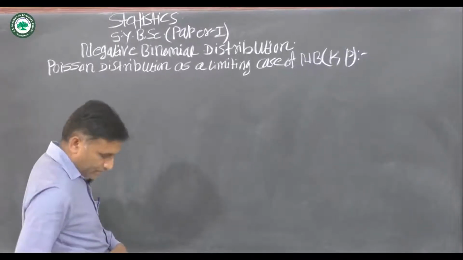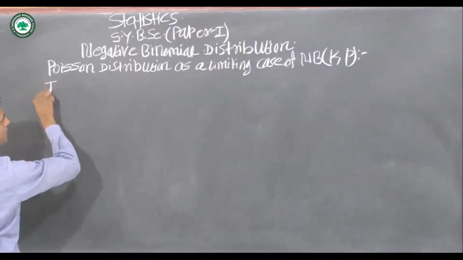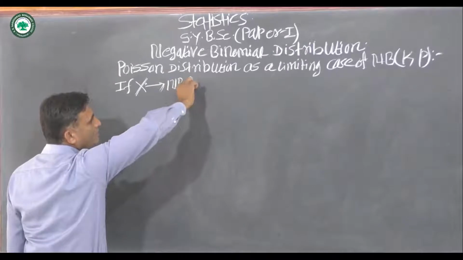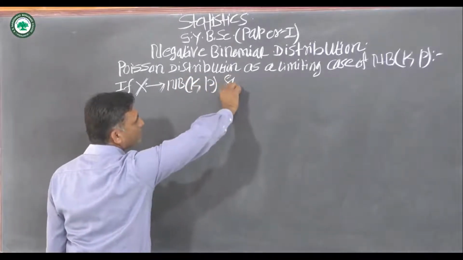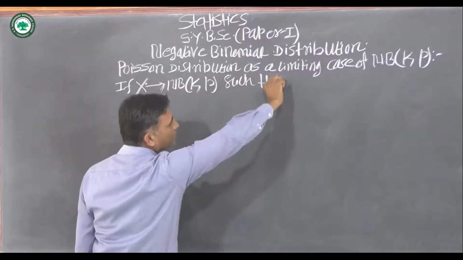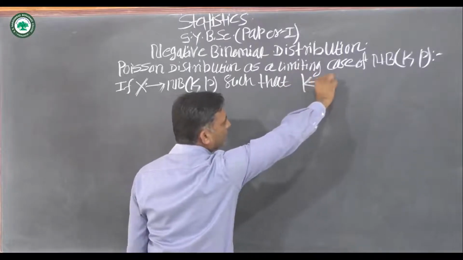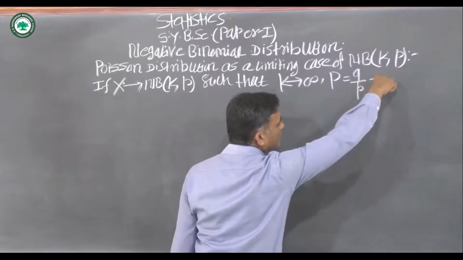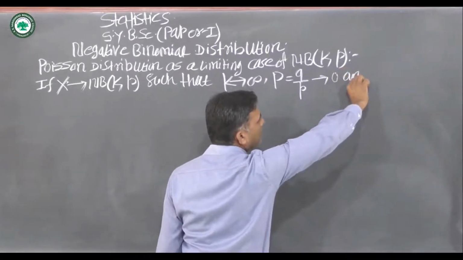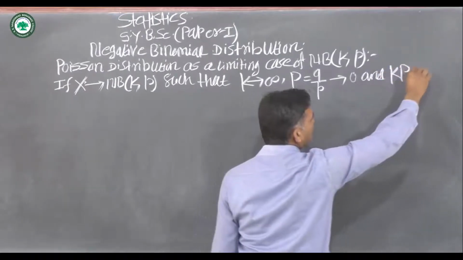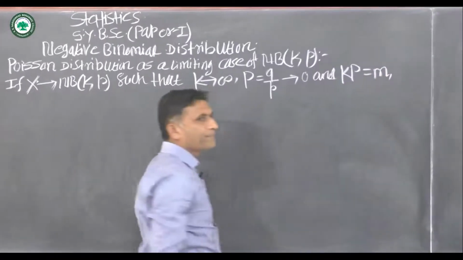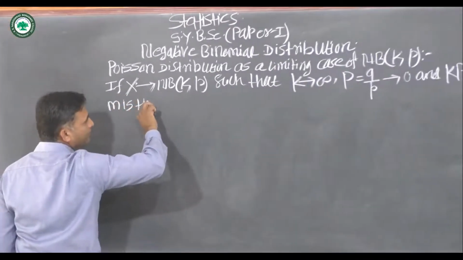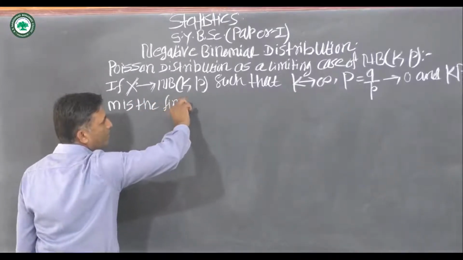Now first we see, if x follows negative binomial distribution with parameters k and p, such that k tends to infinity, capital P equal to Q upon P tends to 0, and k into P is equal to m. Here m is a finite constant.